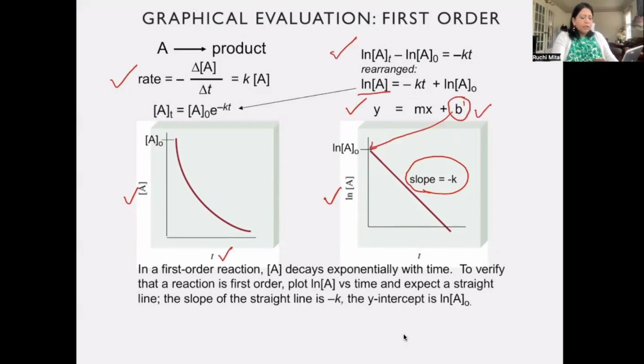So in a first order reaction, A decays exponentially with time. To verify that a reaction is first order, if you plot a graph of natural log of A versus time, you expect a straight line. The slope of the line is negative k, and the y-intercept is the natural log of your initial concentration.